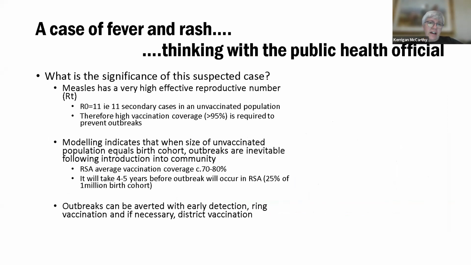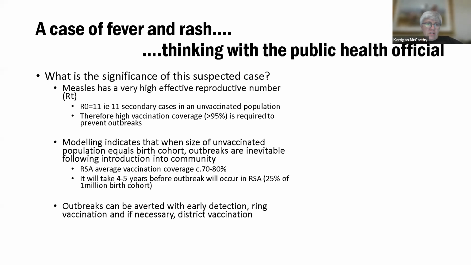Well, measles has a very high effective reproductive number. In an unvaccinated population, there will be between 11 and 18 secondary cases. This means that in order to achieve measles prevention, the vaccination coverage in communities has to be more than 95%. And modeling has shown us that when the size of the unvaccinated population accumulates and equals the birth cohort, outbreaks are inevitable following introduction into the community.